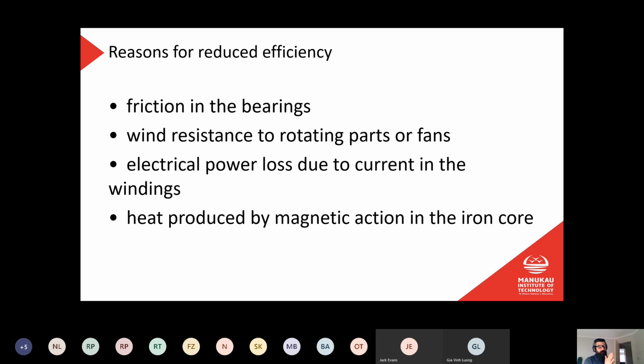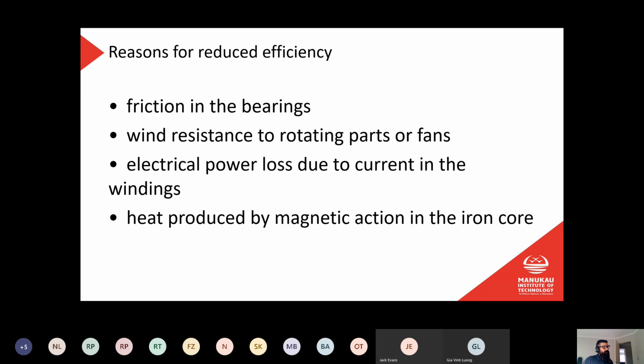Wind resistance to rotating parts or fans. Often you'll find inside a motor, the rotating part will have a fan attached to it, and that sucks in air and that just helps cool the motor. But obviously the wind resistance from that fan is going to slightly burden that motor as well, and therefore reduce our efficiency.